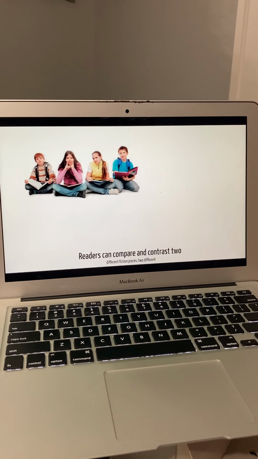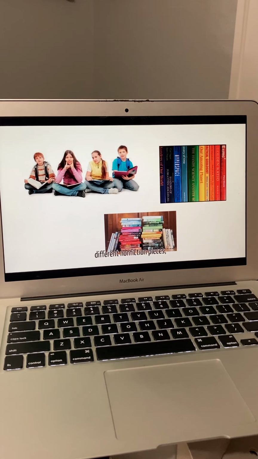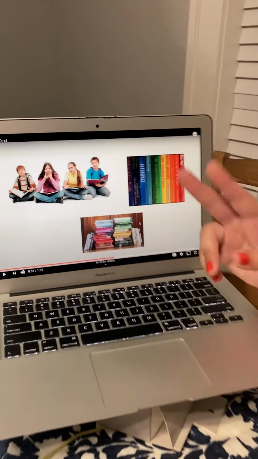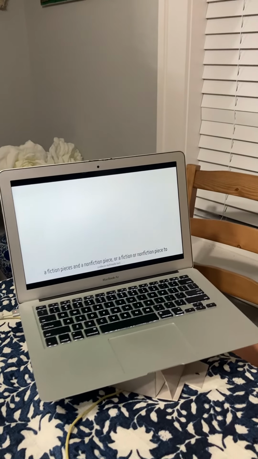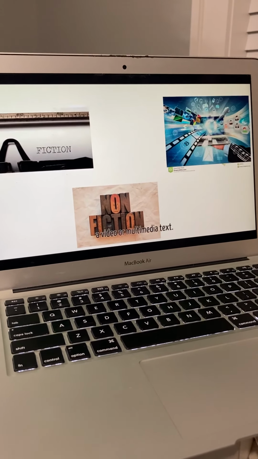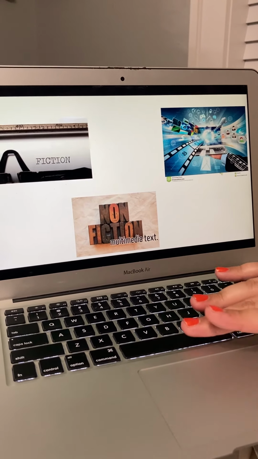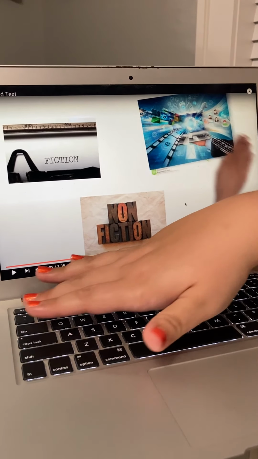Readers can compare and contrast two different fiction pieces or two different nonfiction. You can also compare a fiction piece with a nonfiction piece, or fiction and nonfiction to a video or multimedia text.